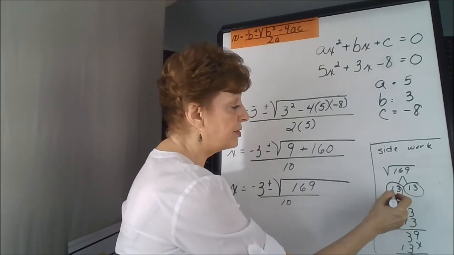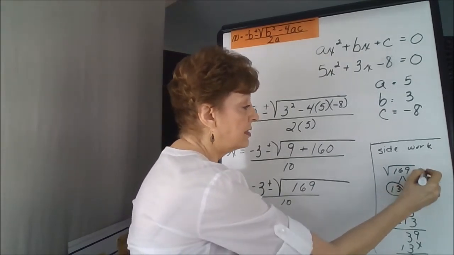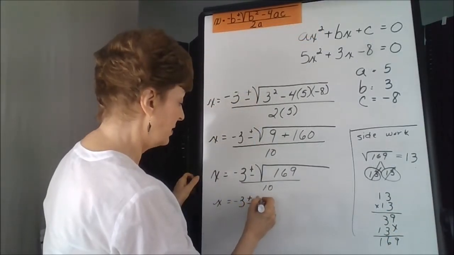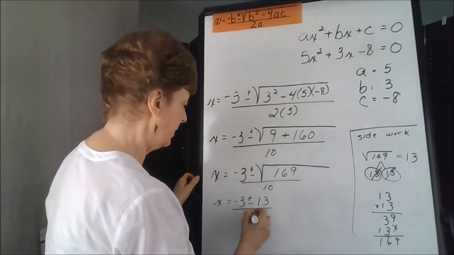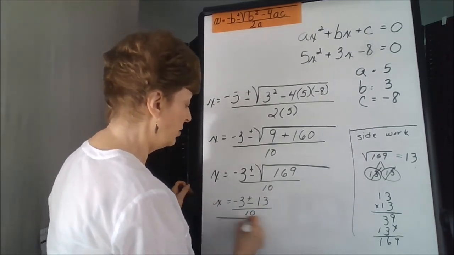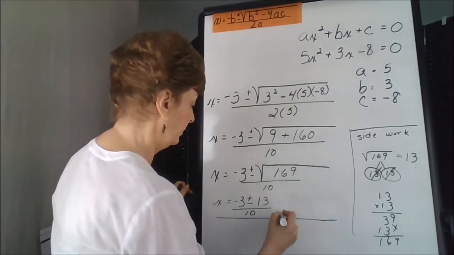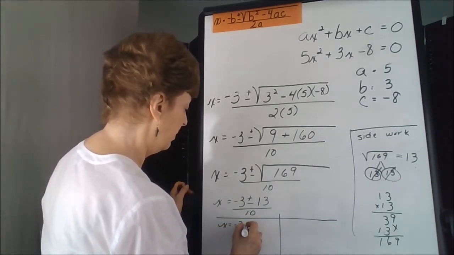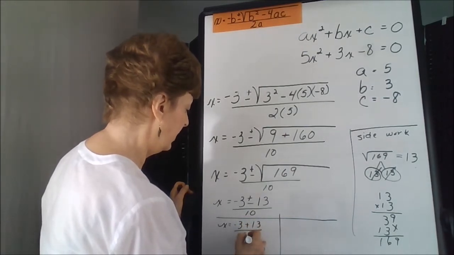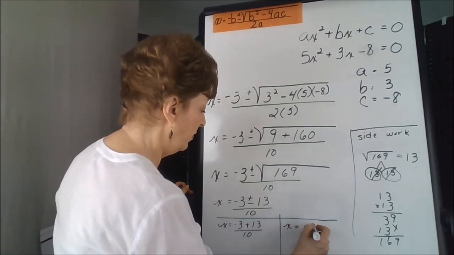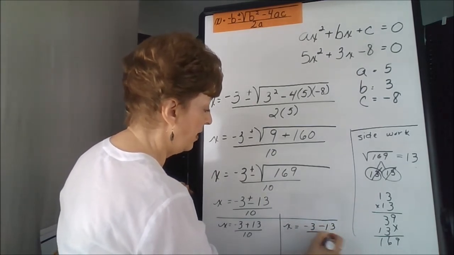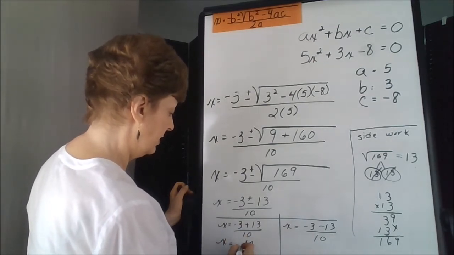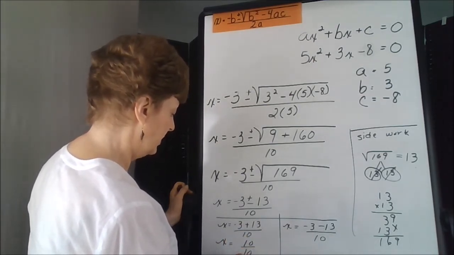So I have a pair of 13s. One of the 13s comes outside the radical sign as a whole number. X is equal to negative 3 plus or minus 13 divided by 10. Well, you can have two solutions out of these. X is equal to negative 3 plus 13 divided by 10, and x is equal to negative 3 minus 13 divided by 10. X is equal to 10 divided by 10. X is equal to 1.